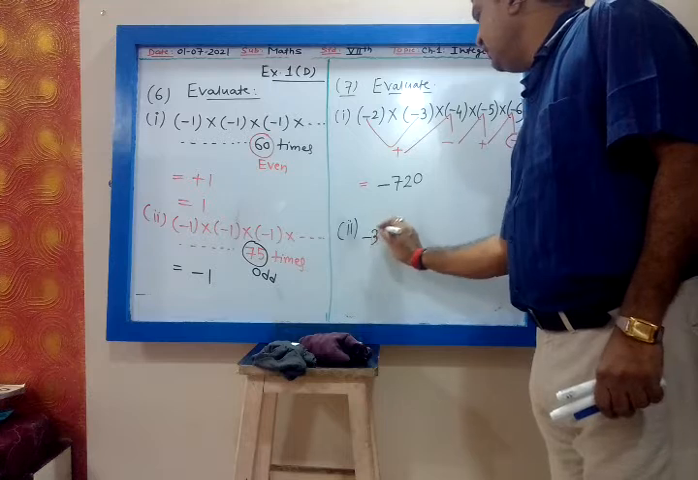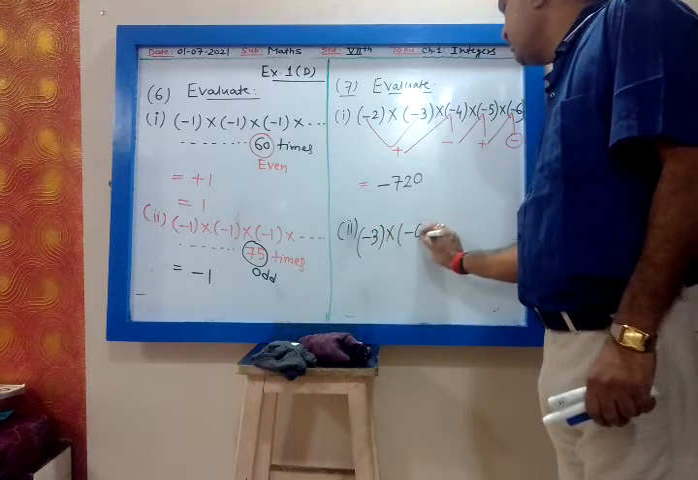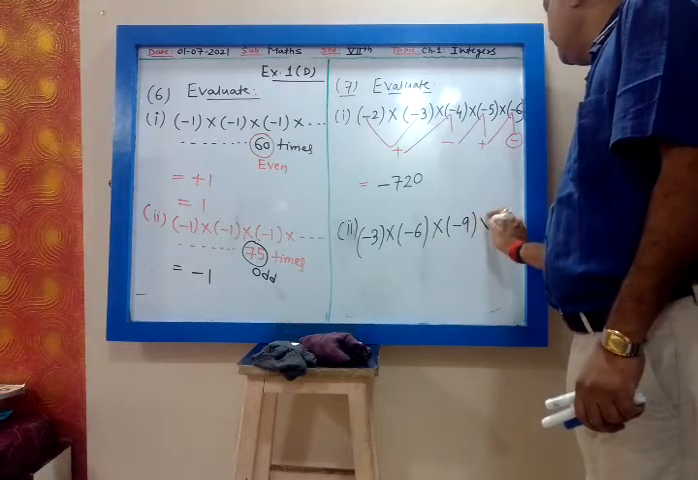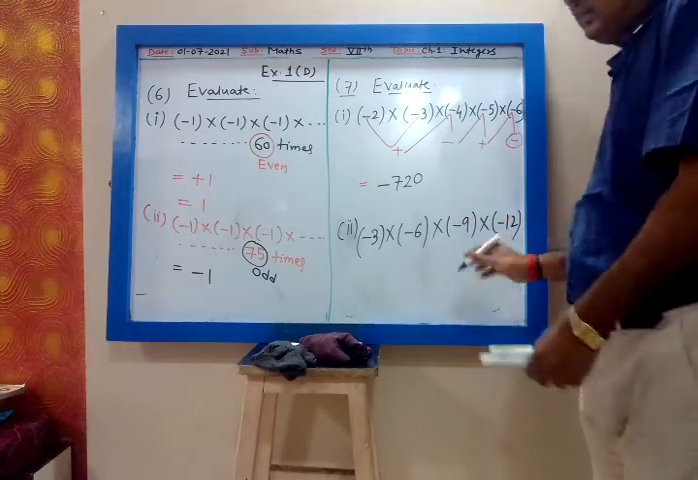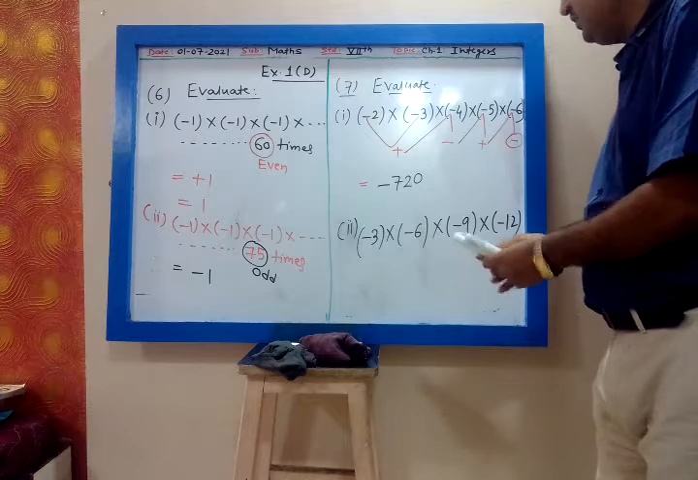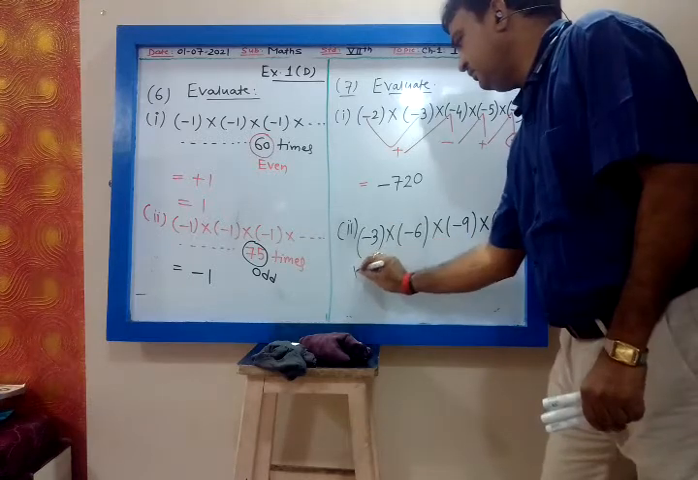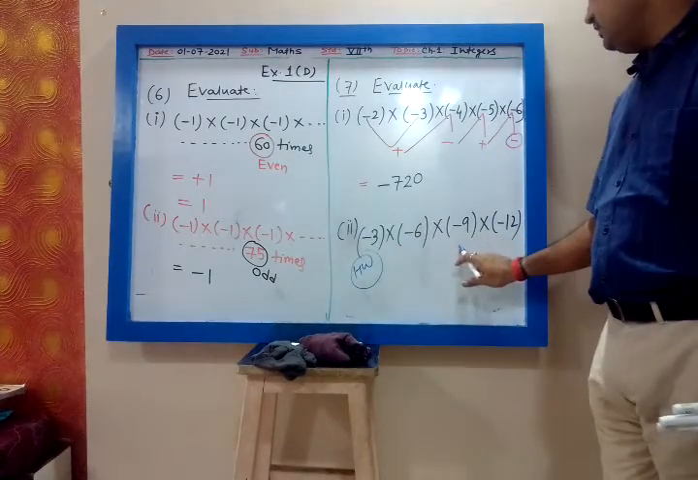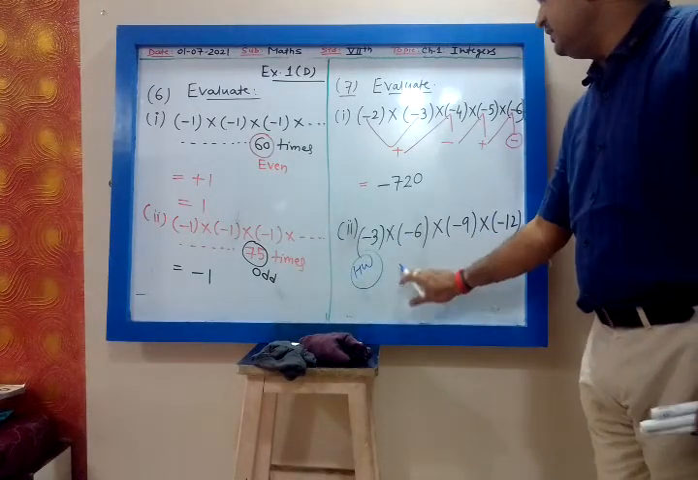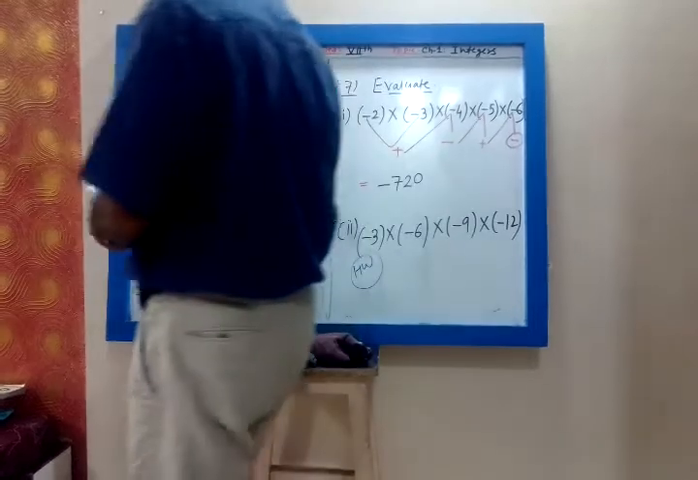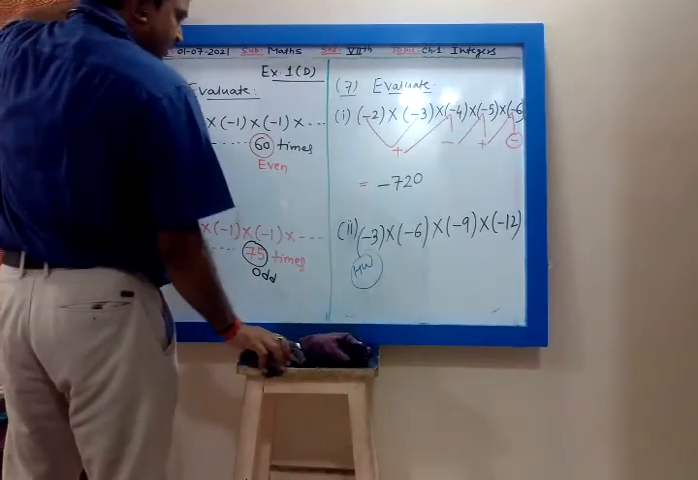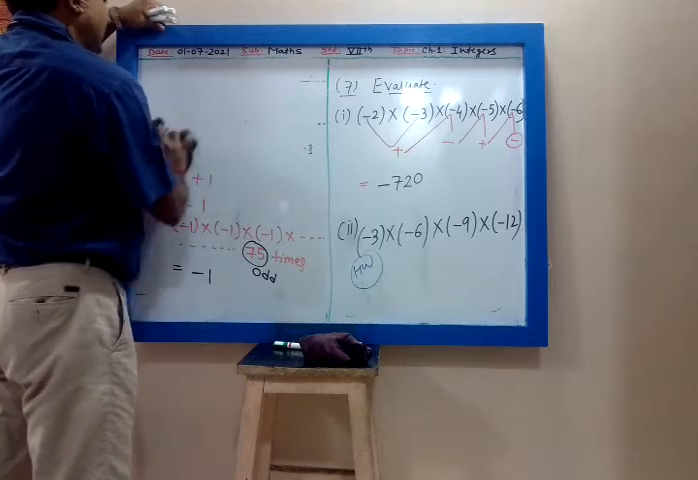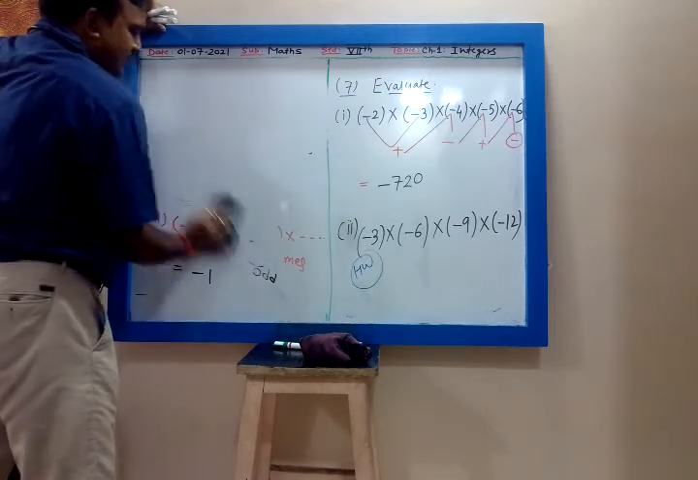Then second: minus 3 into minus 6 into minus 9 into minus 12. This I am giving as homework. Minus into minus, plus; plus into minus, minus; minus into minus, plus. So the final sign will be plus. Then you have to multiply the numbers: 3 into 6 into 9 into 12. That's all. So whenever minus sign is there, you have to multiply the sign first. After multiplying the sign, you have to multiply the numbers.